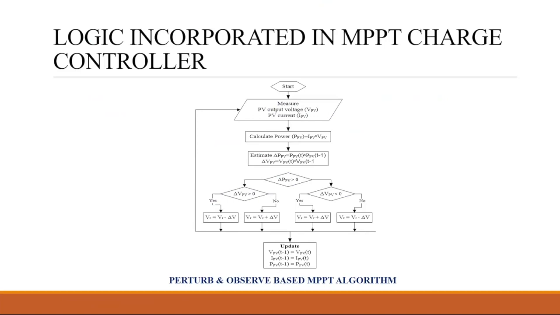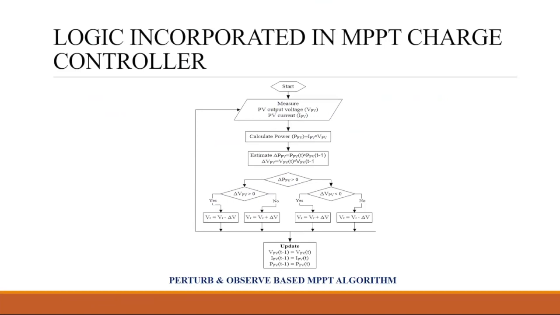What is the y-axis? Power. What is the x-axis? Voltage. What will be the value of the slope? dP upon dV, because m is mathematically delta y upon delta x. So the slope here is dP upon dV, right? As per mathematics, at the value of maximum, what is the value of the differential? It's 0. At maximum, dP by dV will be 0, right?